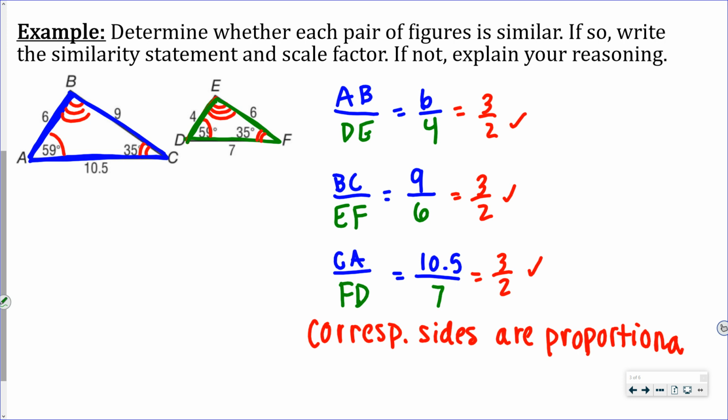These would be similar triangles. So we could say, yes, we got to write a similarity statement. So, triangle, I'll call it ABC, is similar to, not congruent, is similar to triangle. Okay, I have to go in the corresponding order. So A corresponds to D, angle A. E corresponds to B. F corresponds to C.